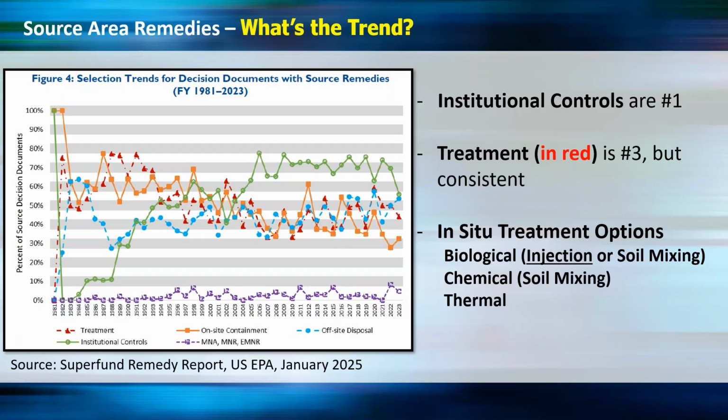And treatment options can come in a variety of different types, such as biological and injections and soil mixing, or chemical mixing with different amendments, or thermal. And we're going to discuss 3 different strategies. And this first one is going to be using injection.